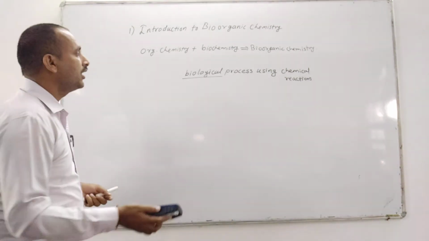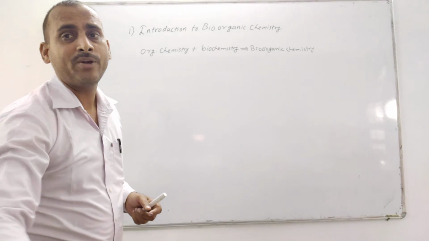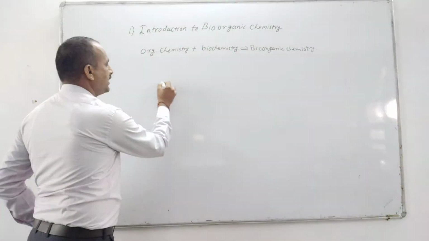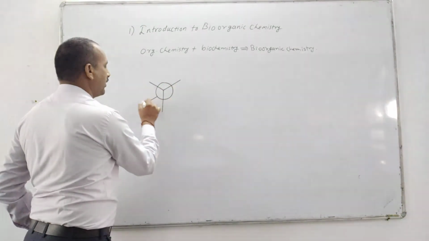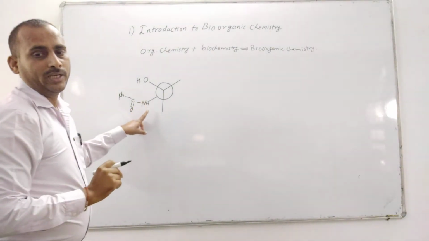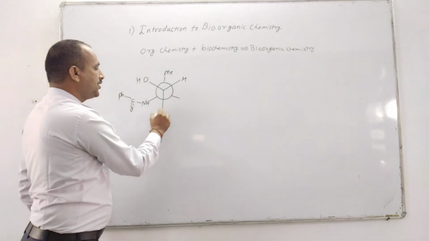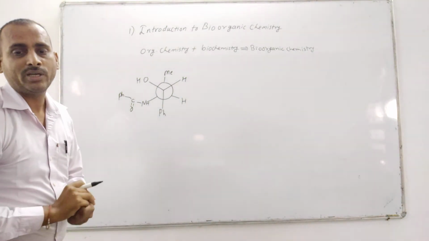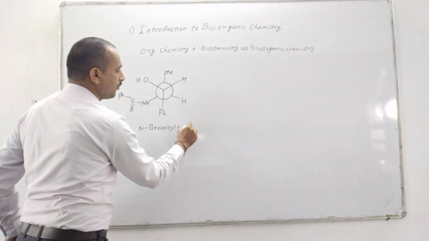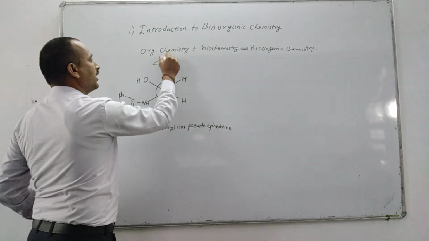For example, N-benzoyl norpseudoephedrine, there is migration of the benzoyl group from nitrogen to oxygen in the case of N-benzoyl norpseudoephedrine. So let's see here. NCO, Ph, NHOH. Then there is Me, H, Ph, H. This is N-benzoyl norpseudoephedrine.